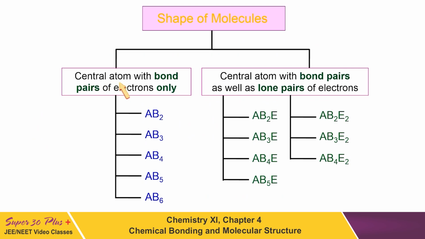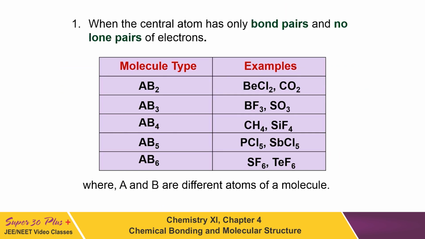Here is the one in which the central atom is bonded with a pair of electrons only, right? And here in this one, the central atom is bonded with the pair of electrons and also bonded with the lone pair of electrons. Now I think you already know what a lone pair is. Everyone knows a lone pair is the pair of electrons which never participates in bond formation.